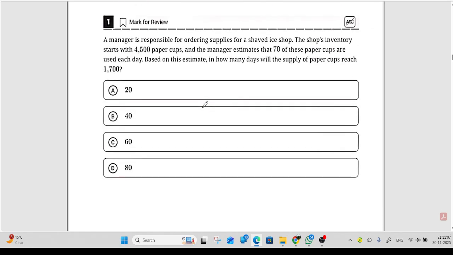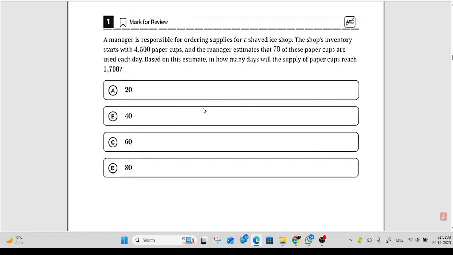Now, let's look at the next question, which says a manager is responsible for ordering supplies for a shaved ice shop. The shop's inventory starts with 4,500 paper cups. The manager estimates that 70 of these paper cups are used each day. Based on this estimate, in how many days will the supply of paper cups reach 1700?